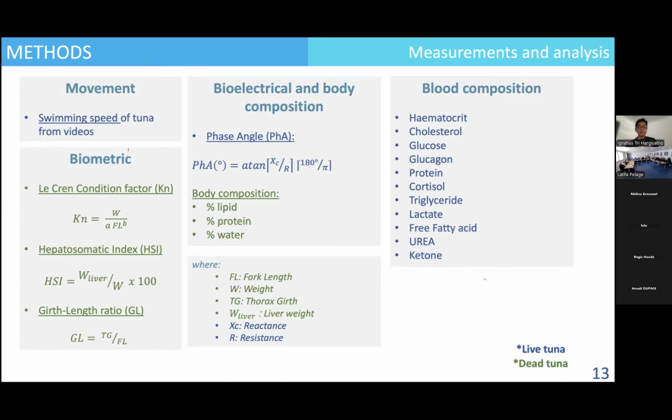When the tuna died, we also measured the Le Cren condition factor, which is the weight compared to the theoretical weight. Hepatosomatic index is liver weight compared to the weight of the fish, and then gut length ratio. We also took a tissue sample, and we did a proximate analysis to know the percentage of lipid, protein, and water content.